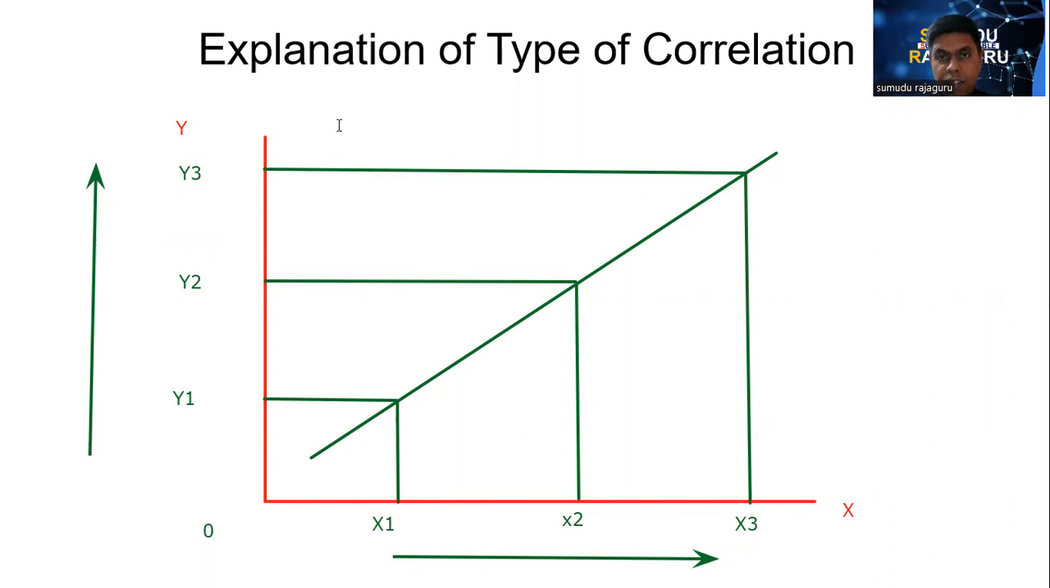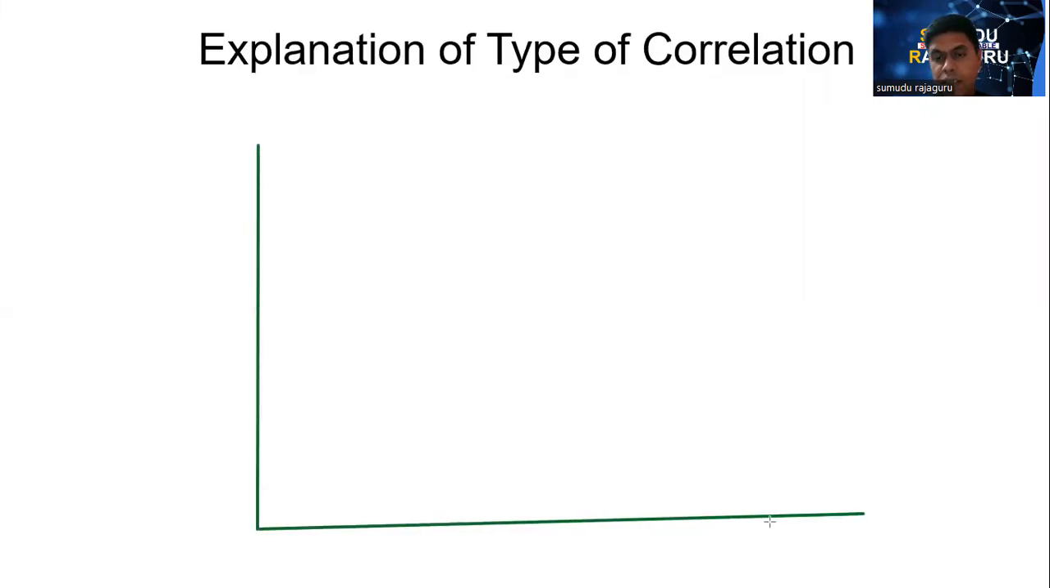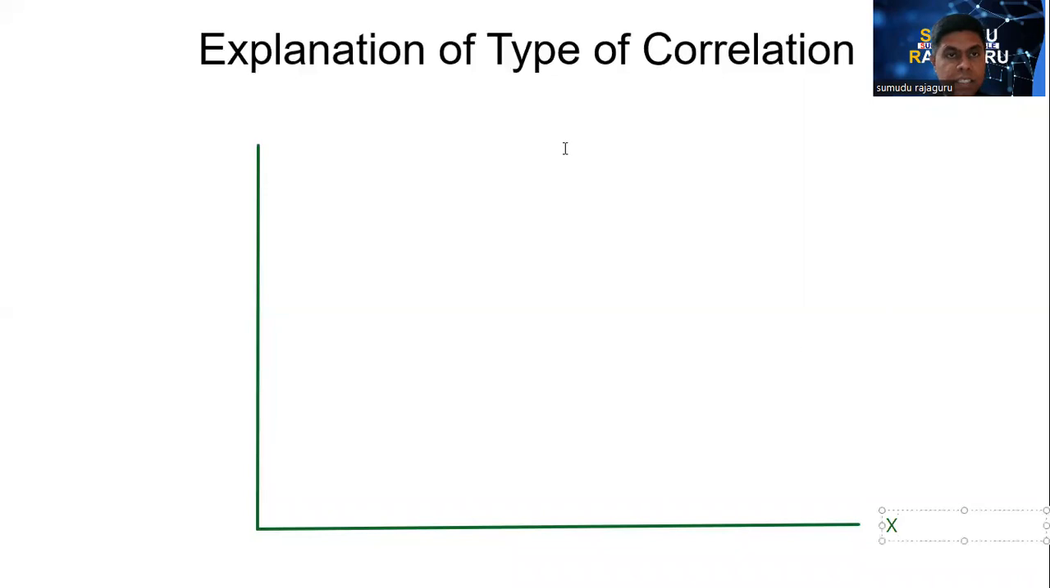We'll discuss another one also. Again, I am drawing because I want to explain clearly. This is the y-axis. This is the x-axis. I'll put the axis names also. This is x. This is y. Then I'll draw the best fit line in this direction.